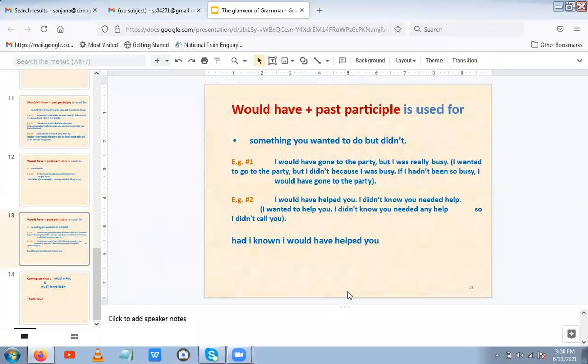I would have gone to the party if you had come. We would have enjoyed the movie only if you had come. Or had you come, we would have enjoyed the party.